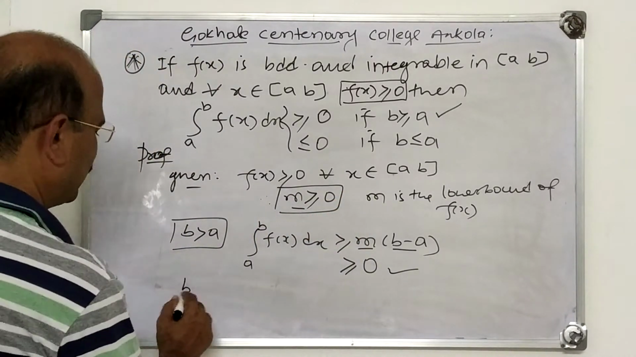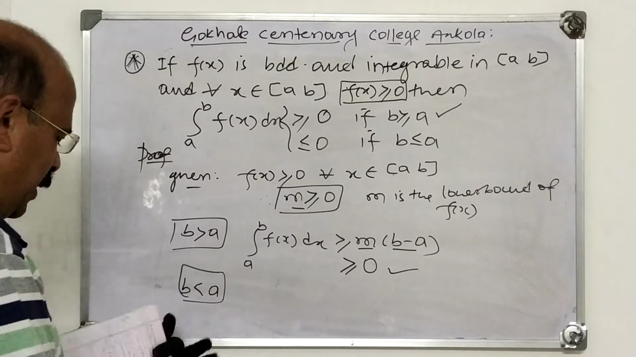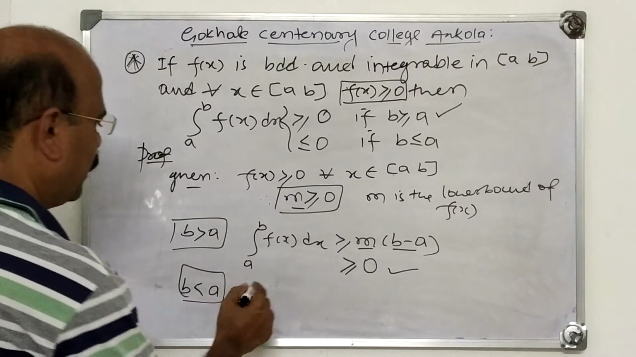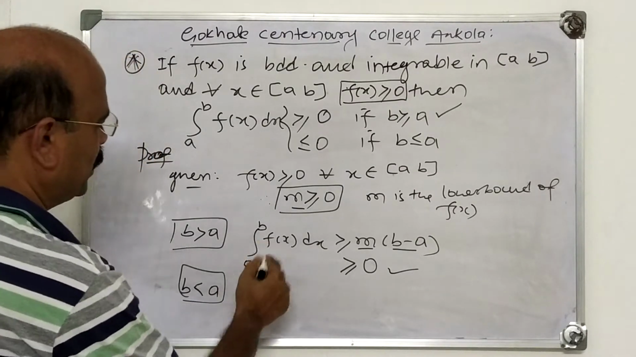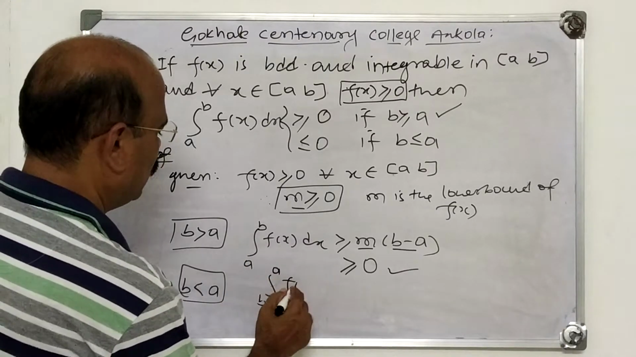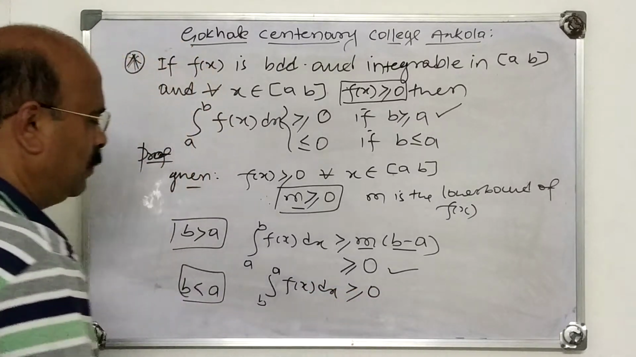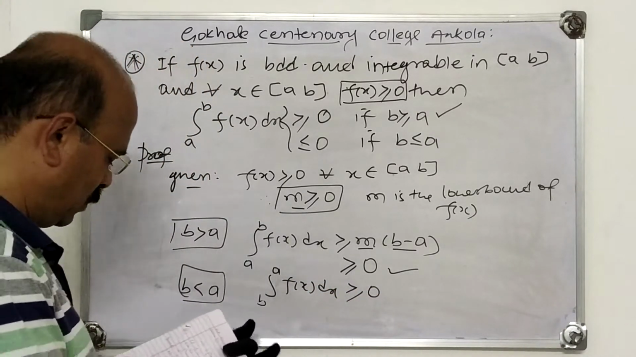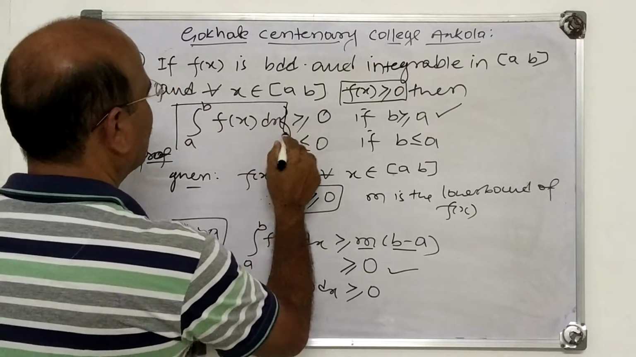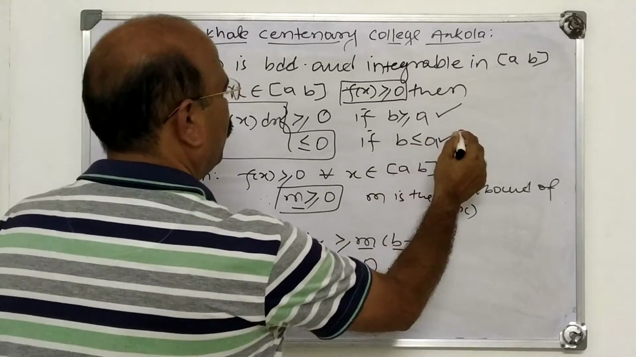Now the second part, b is less than a, because if b is equal to a, the result is obvious. Suppose b less than a, then in the integral we interchange a and b here. For b less than a, the integral from b to a of f(x) dx is greater than or equal to 0. Correct? Now what you have to prove? The integral from a to b of f(x) dx is less than or equal to 0 when b is less than or equal to a.